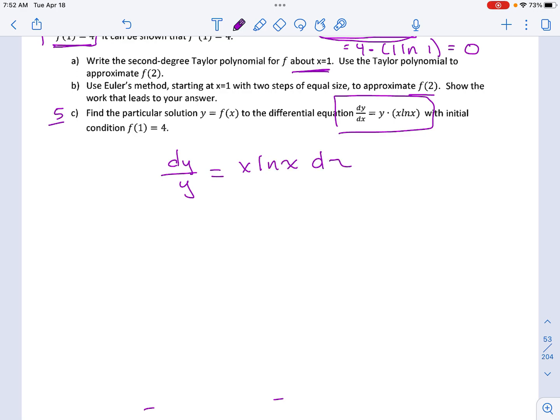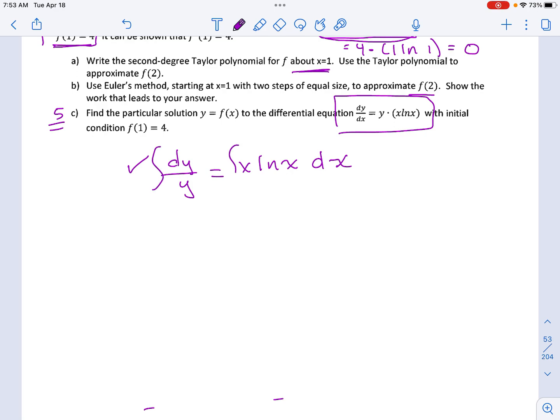Part C is the 5-point question. First point is separating your variables correctly. If you don't have this first point down correctly, then you're out of the running for the other 4 points. So you're 0 out of 5. So this point is very important.